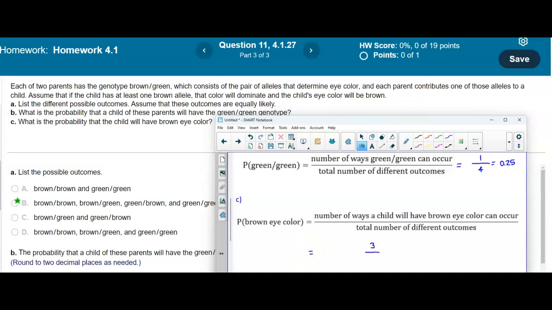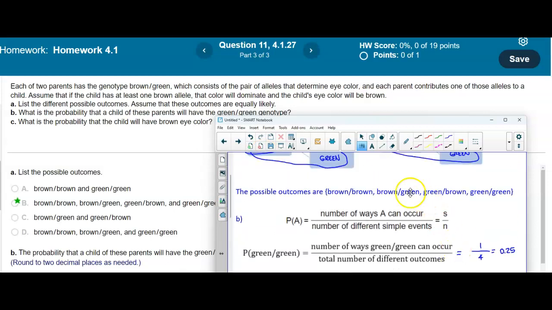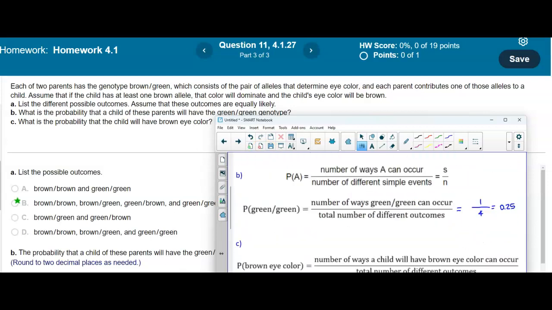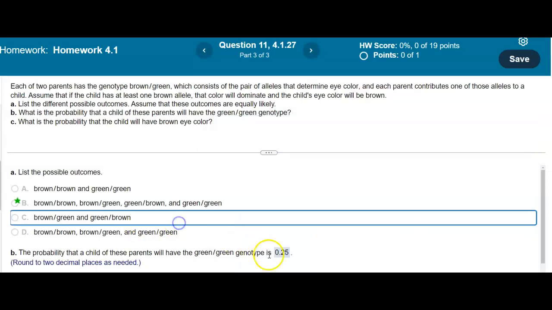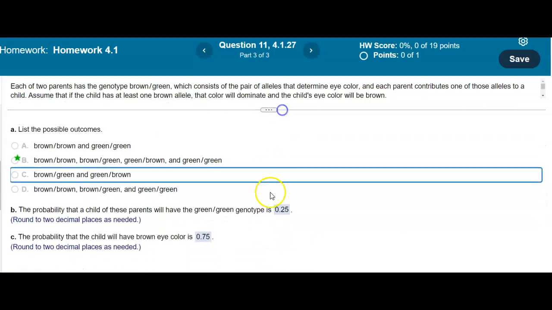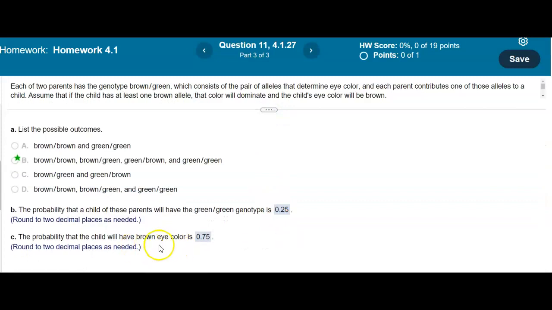And then again, we know that the total number of different outcomes is 1, 2, 3, 4 of our sample space. So that's 3 over 4, which then equals 0.75 as a decimal. So our answer would then be the following. The probability that the child will have brown eye color is 0.75.